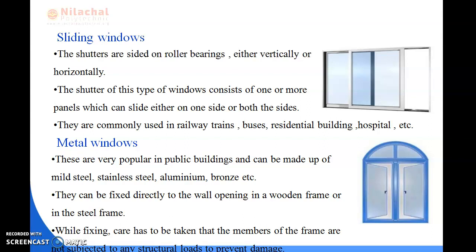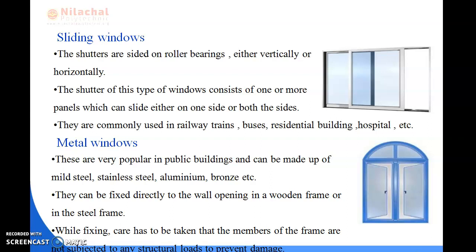As all of us know, we use metal windows in our buildings, and they are very popular in our buildings and houses. You can see the diagram of the metal windows here. They are very popular in public buildings and can be made of mild steel, stainless steel, aluminium, bronze, etc. They can be fixed directly to the wall opening, in a wooden frame or in a steel frame. While fixing, care has to be taken that the members of the frame are not subjected to any structural loads, to prevent damage.